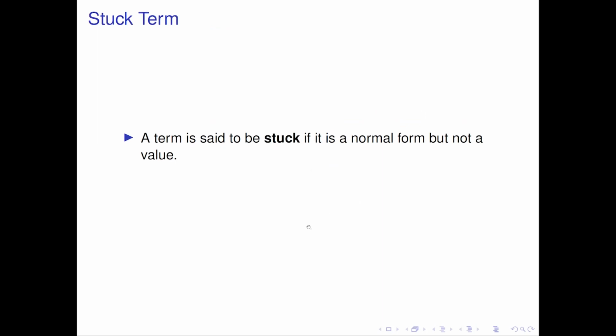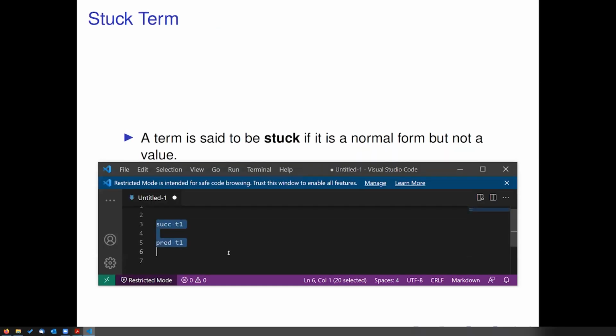But then we come to a term called a stuck term. A term is said to be stuck if it is a normal form but not a value. Recall that values in our programs are very few: 0, true, false, and successor of another value. Our values can be of only these forms. What if I have my term as pred of true? This is my term, let's say. Now you can clearly see that it's not 0, not true, not false, not successor of some value. So it is not a value, but at the same time this term is a normal form because I cannot even apply any of the rules. Let's go back to the pred rules.